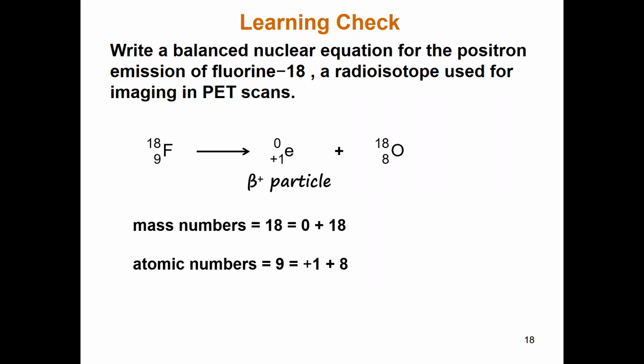And we can see that 18 plus 0 is 18, so the mass numbers are equal on both sides. And 8 plus 1 is 9. The atomic numbers are the same on both sides.